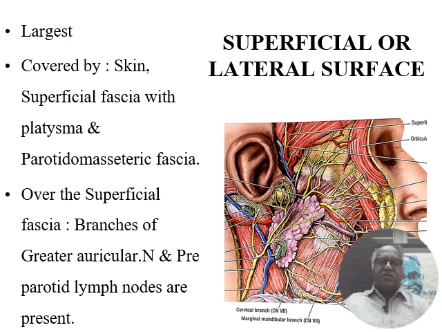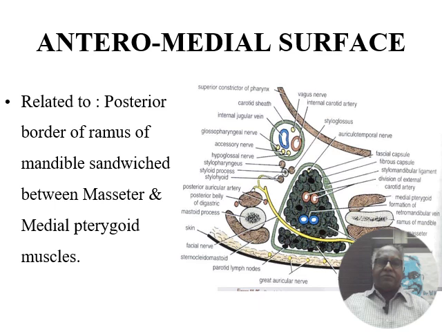Now, the superficial or lateral surface is the largest surface, covered by skin and superficial fascia along with platysma. Platysma is a thin sheet of muscle in the face. Then the parotidomasseteric fascia, that's a capsule. Over the superficial fascia, the branches of the greater auricular nerve and the pre-parotid lymph nodes are present. So these are all on the lateral surface of the parotid gland.